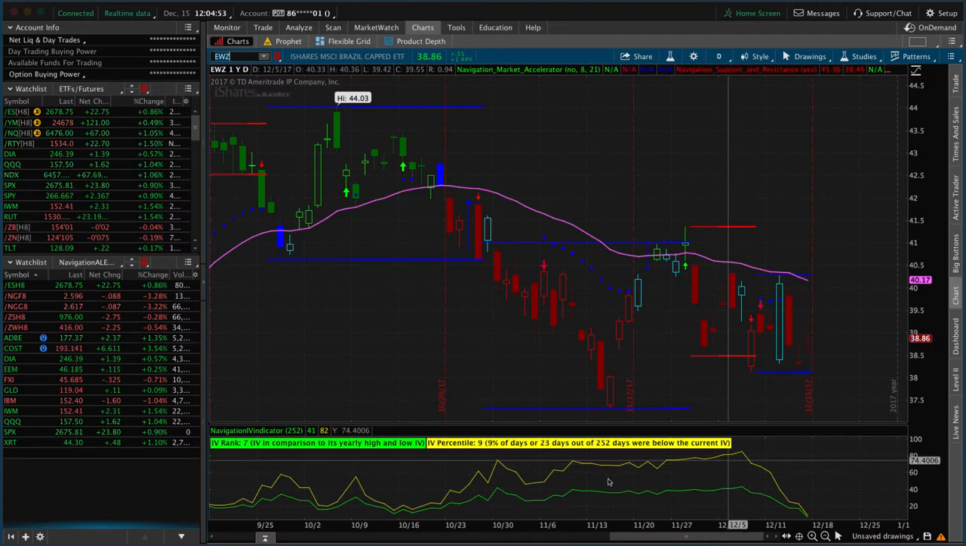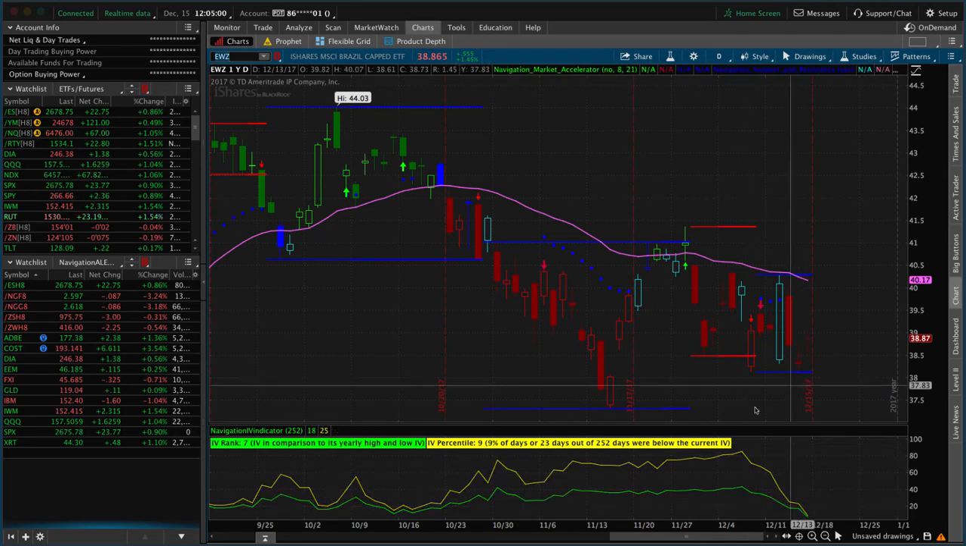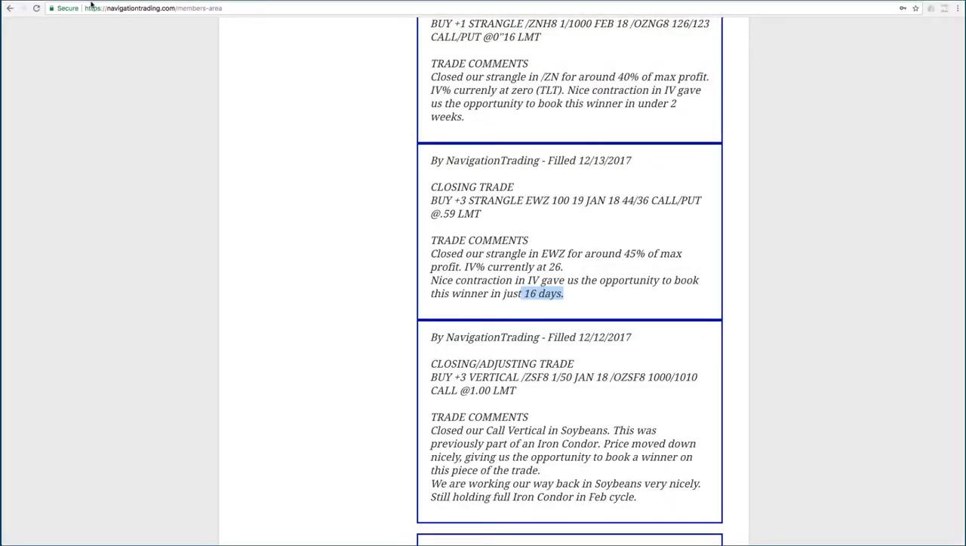You can see implied volatility was nice and high for quite a while. We were putting on trades, taking them off, putting on trades, and got this huge contraction in IV that gave us a chance to book that winner. So we've had a lot of implied volatility sucked out of the market this week. Going into a holiday, sometimes that happens.